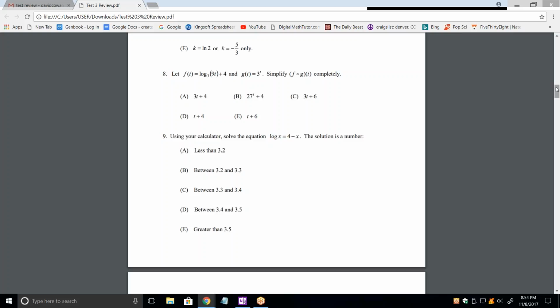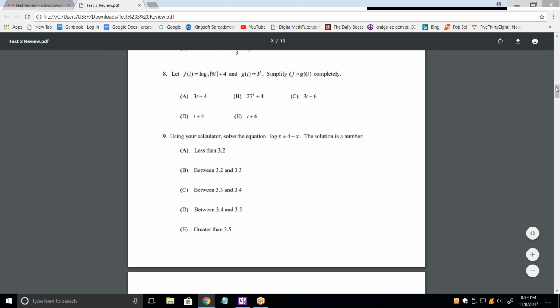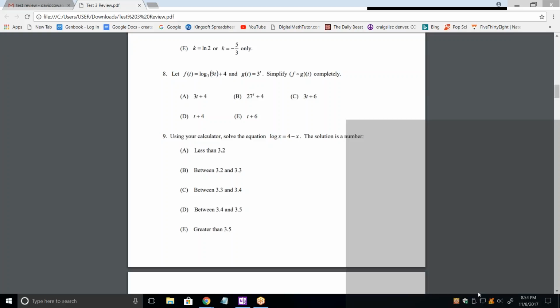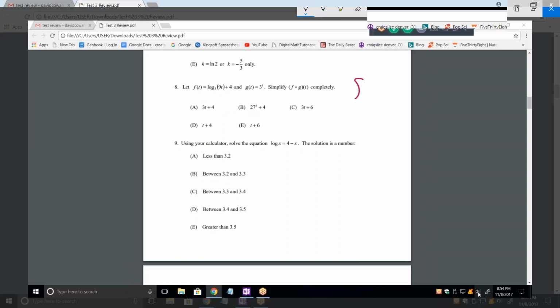Do you know what fog means? Yeah, f of g. It's the same as f of g of t. In other words, it can be written like this also. In fact, I prefer it to be written like this, because then the problem becomes easy. Simplify fog completely. Well, what's the next thing I want to write? If I write it like this, then what's the next thing I want to write?